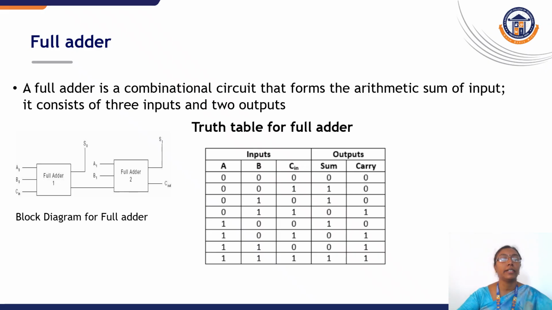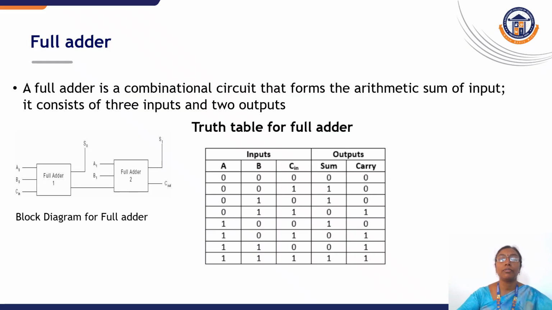Similarly, the full adder is a combinational circuit that forms the arithmetic sum of 3 inputs and it provides 2 outputs. The 3 inputs are A0, B0 and C0, and this will be the carry from the previous adder, and it provides sum and carry as output. So the Cout of the first full adder will be given as the input to the carry in for the next full adder. So this will be available here.